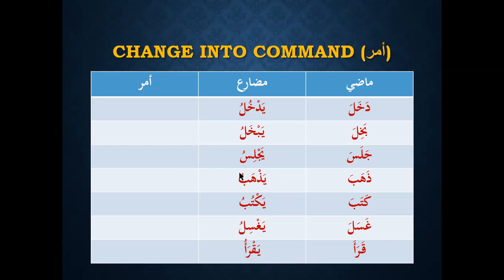Dhahaba, yadhabu, remove that ya, hamzatul wasl, ha with fatha, kasra again. Idhabu becomes idhab, make it jazm. Kataba, yaktubu, remove that ya, put hamzatul wasl. Look at the middle letter, which is the ayn kalima with dhamma, put dhamma on this hamzatul wasl. Uktubu, then make it jazmi. Uktub. Ghasala, yaghsilu, he's washing. Remove that, hamzatul wasl, because this is silent. It would take kasra. Ighsil. Qara'a, remove that ya, put hamzatul wasl. Middle letter ayn kalima has fatha, kasra here. Iqra, make it jazmi. That's how you would do.